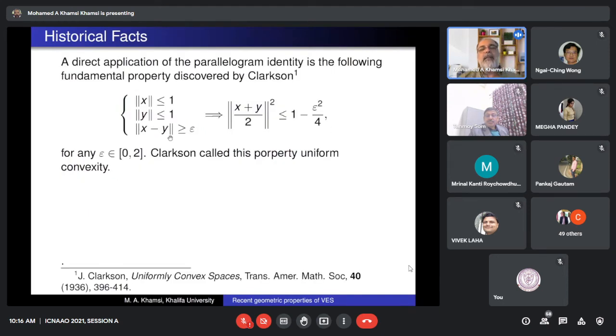You see it right here. So if you have the norm of x less than 1, norm of y less than 1, and they are far from each other, okay, there is a control, then the middle vector is inside, but far from 1, which is the sphere, okay? And that was done by Clarkson in 1936. He's the one who noticed this.